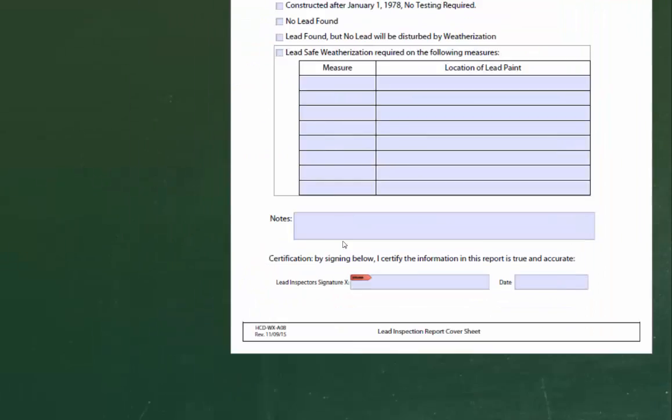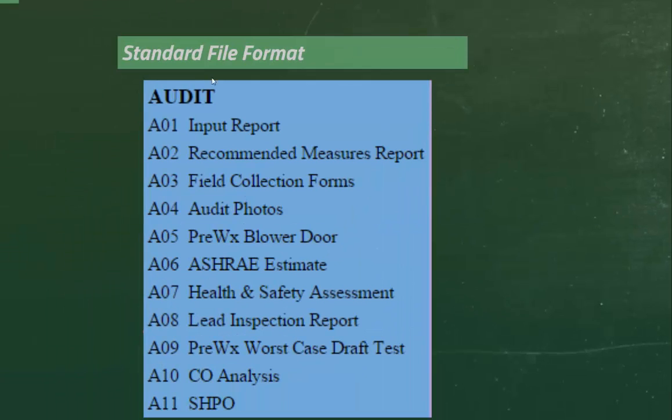Now, if you look at our list of documents that are required in the standard file format for the audit, you'll notice that a lead inspection report is required. This is required regardless of the age of the home. So if the home was built in 1992, well past the date when it would have required lead testing, we still want you to fill this form out, put it in the file.